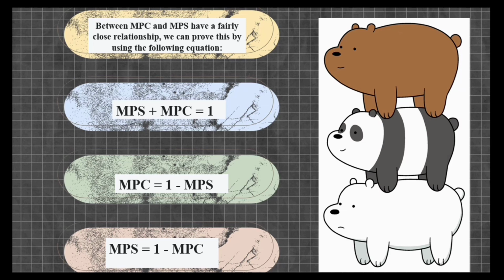So, MPC and MPS have a close relationship. We can prove this by using the following equation. MPS plus MPC equals 1. MPC equals 1 minus MPS, or MPS equals 1 minus MPC.